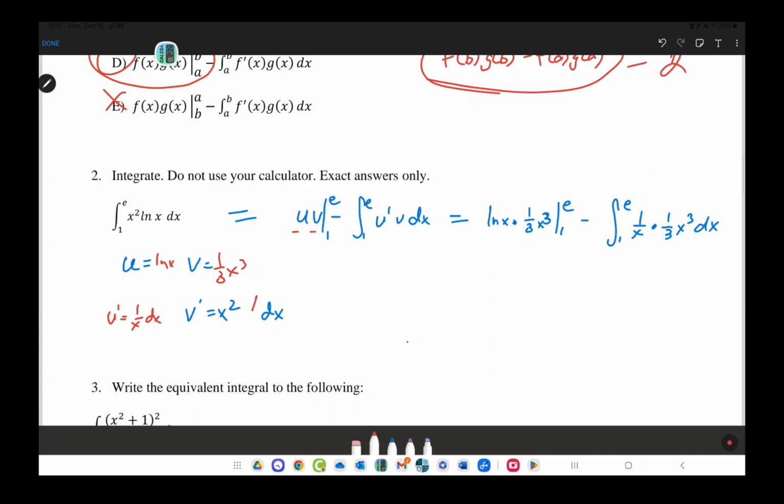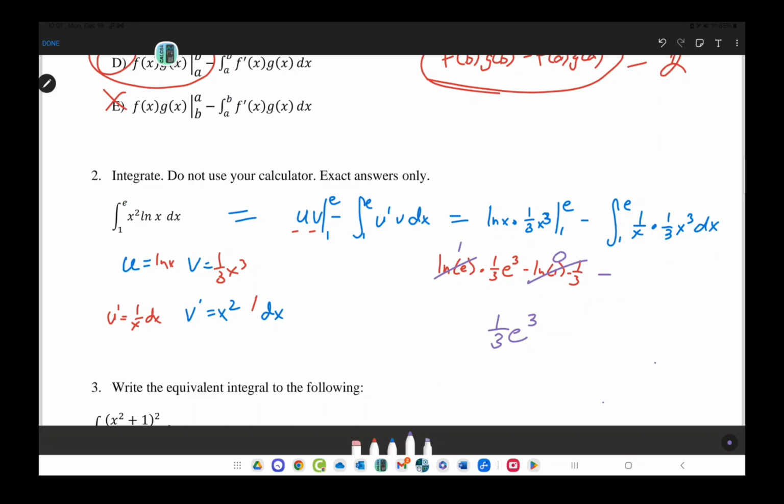Now, we start with e, natural log of e times 1/3 e to the third minus natural log of 1 times 1/3, 1 to the third power. Now, natural log of 1 is what? 0. So we end up with 1 times 1/3. So I end up with 1/3 e cubed here.